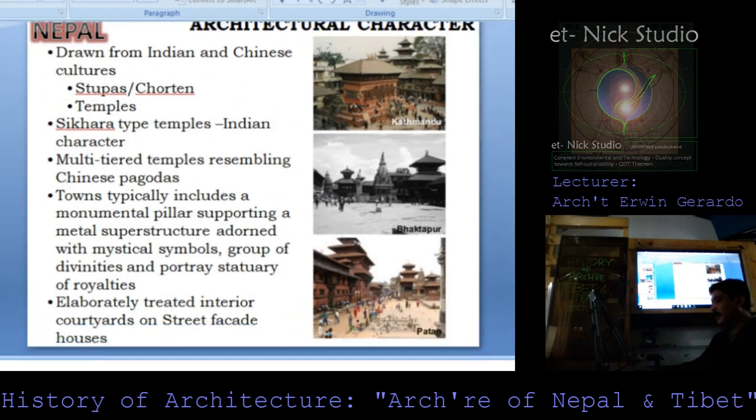Nepal, its architectural character, is drawn from Indian and Chinese cultures, such as stupas or shortened temples and the Sikhara type temples coming from the Indian character, and multi-tiered temples resembling Chinese pagodas. Towns typically include a monumental pillar supporting a metal superstructure adorned with mystical symbols, groups of divinities, and statuary of royalties, with elaborately treated interior courtyards on street facade houses.